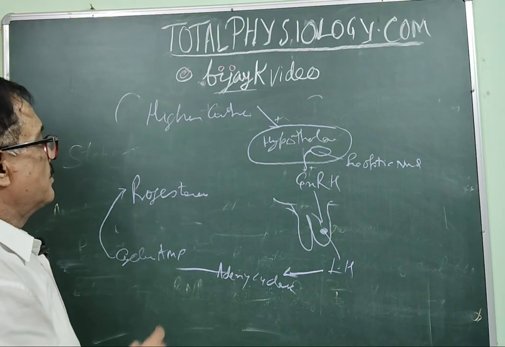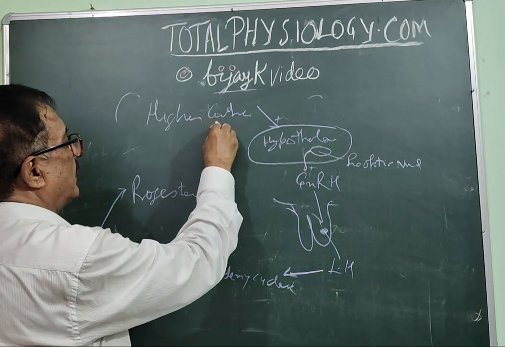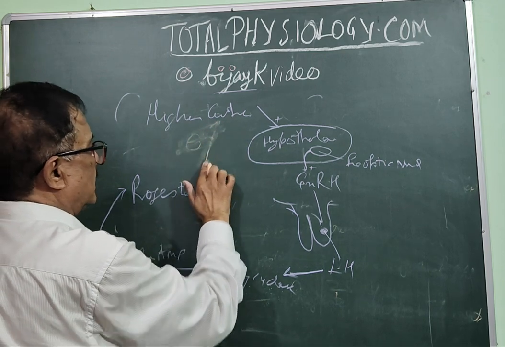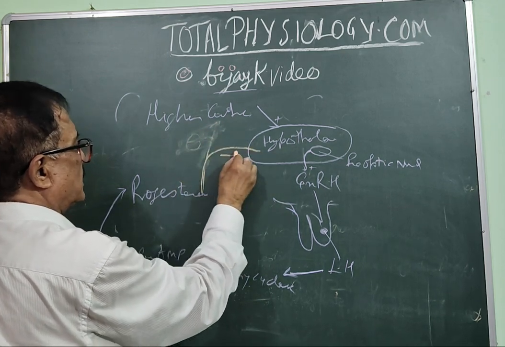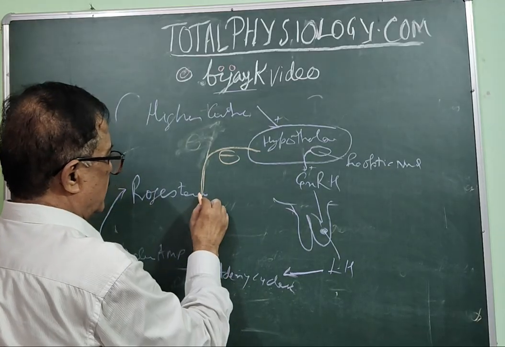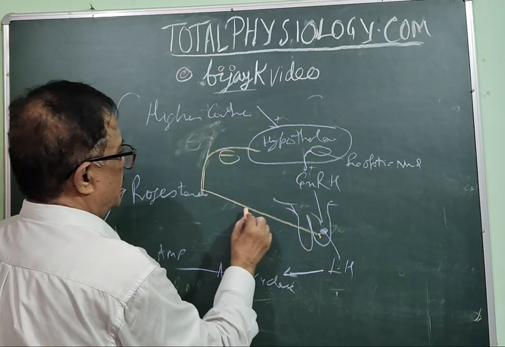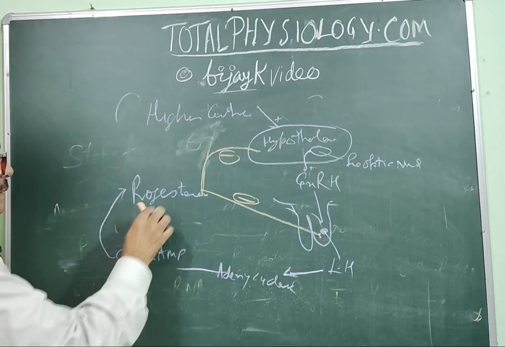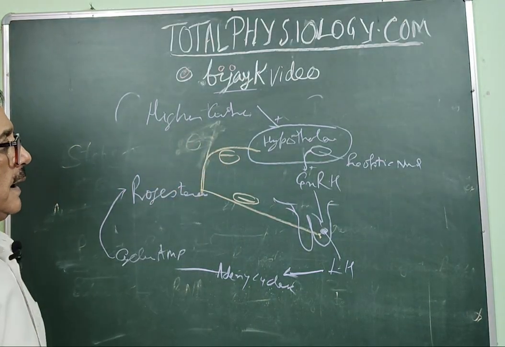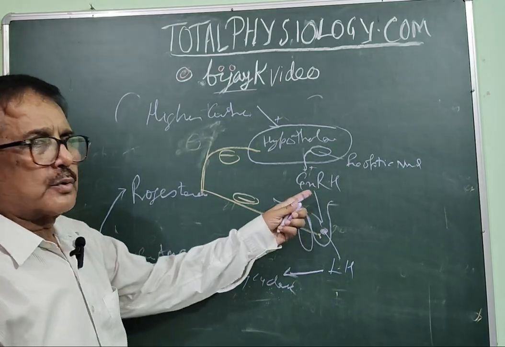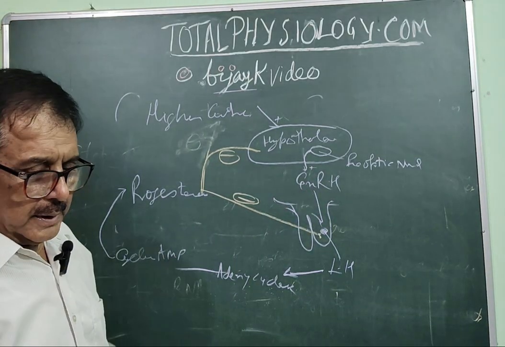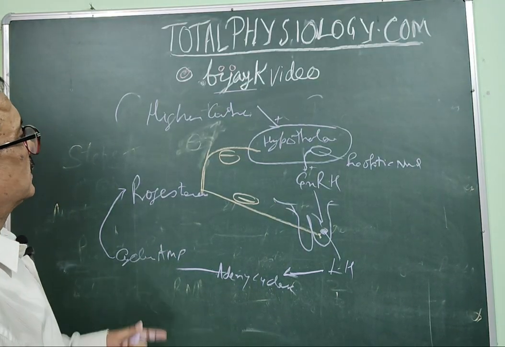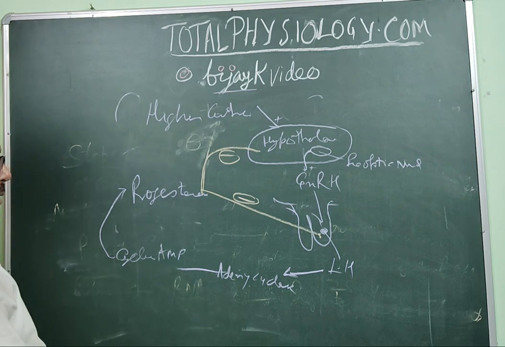When progesterone is formed, it has negative feedback. It exerts negative feedback on the hypothalamus and on the anterior pituitary. When progesterone is formed, it inhibits the hypothalamus preoptic nucleus from releasing GnRH, and it also inhibits the anterior pituitary from releasing LH. This is control of secretion.